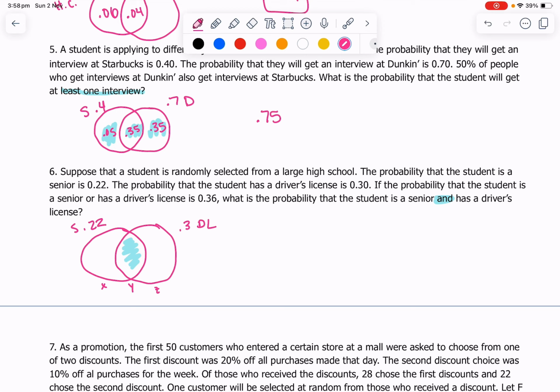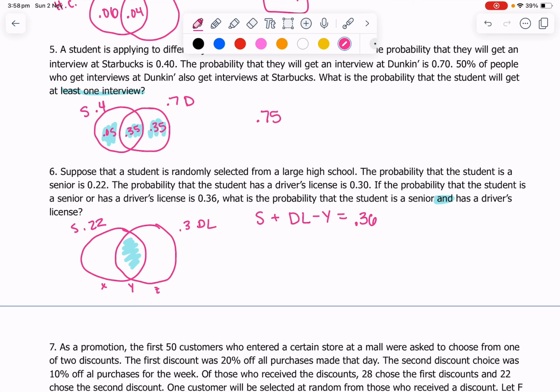And I think about that middle guy as Y. So I know that the probability of being a senior plus the probability of having a driver's license, in total that union, is 0.36. However, if I do that, see where I'm circling around here and where I'm circling around here, I just counted the middle zone Y twice. Can't be doing that. We only want to count Y once.